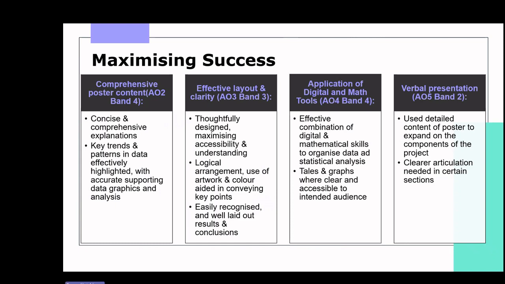For effective layout and clarity, there was evidence of AO3 band 3 criteria. The content on the A2 poster was thoughtfully designed to maximise accessibility and understanding. Logical arrangements of content, including the use of artwork and colour, aided in conveying the investigation's key points. Results and conclusions were prominently displayed and easily recognised through the use of subheadings, making each poster reader-friendly.